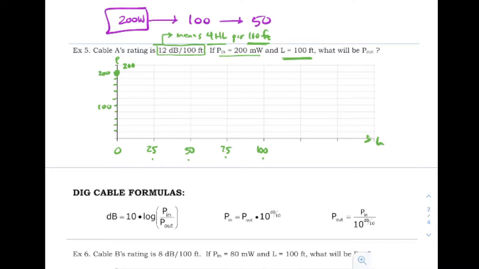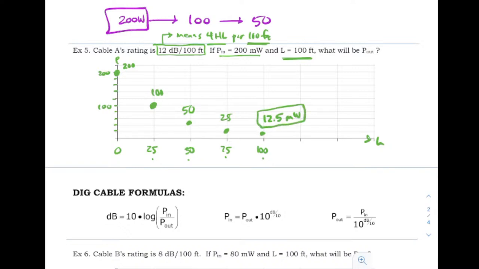And so that tells me what to do. The 200 becomes 100 by the time you get to the 25-foot mark. And then when you get to the 50-foot mark, your 100 is now a 50. And then when you get to the 75-foot mark, your 50 is now a 25. And when you finally get over here to the 100-foot mark, your 25 is now 12.5. What were these? Milliwatts. Okay, so you're at 12.5 milliwatts.